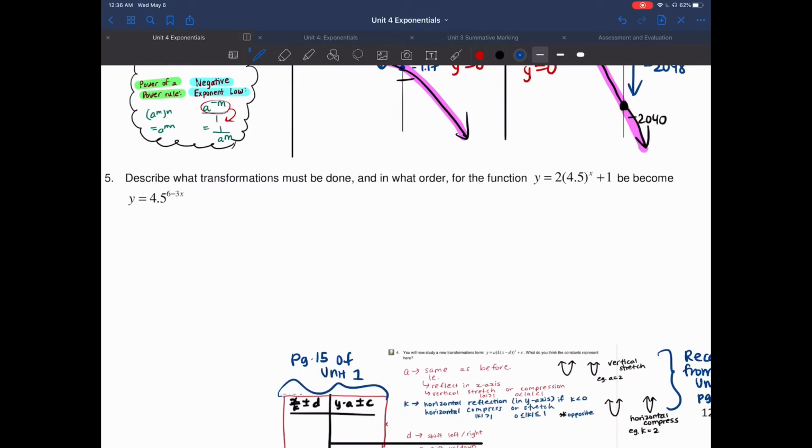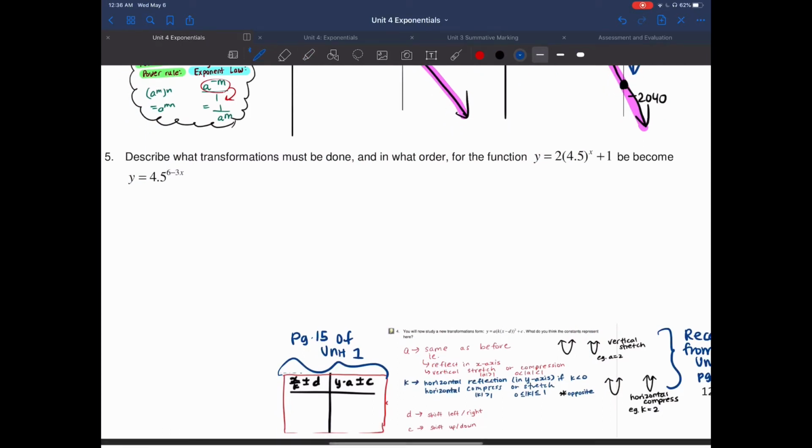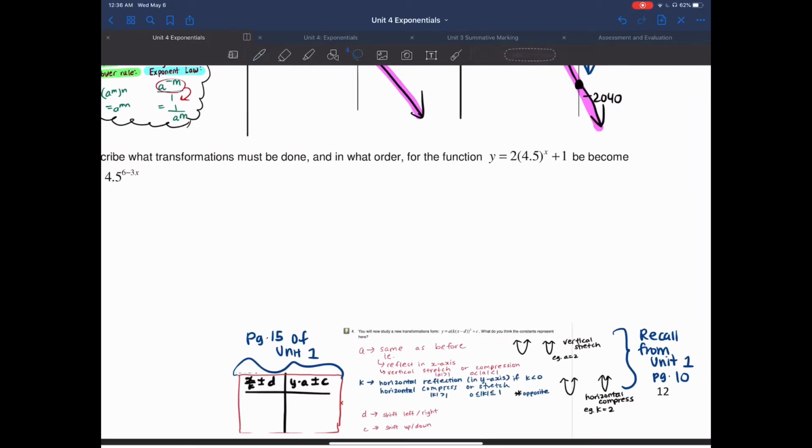Okay, so for question 5, it says describe what transformations must be done and in what order for the function y equals 2 times 4.5 to the exponent x plus 1 to become the following. And just as an FYI, I have screenshotted some previous topics from Unit 1, the transformation table of values and the A, K, D, and C, in case you need to follow along that way.